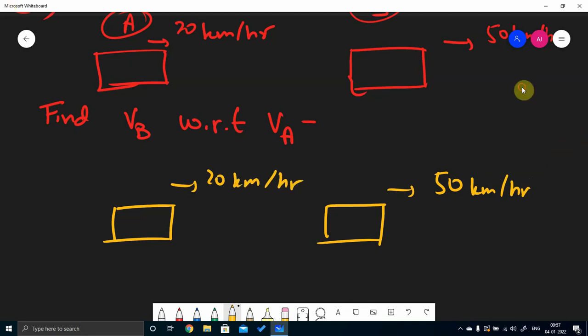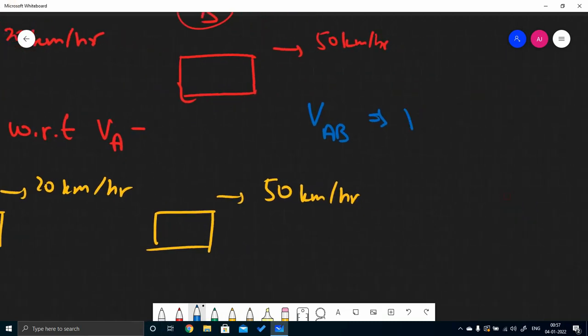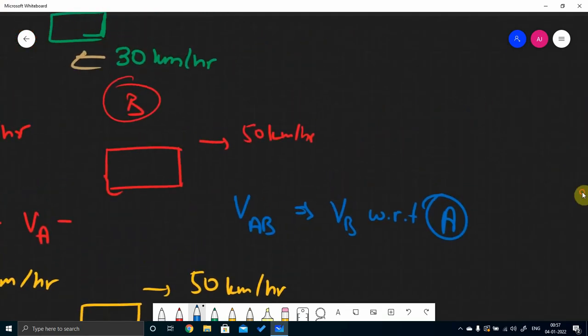Now this velocity of B with respect to A, if you want to know the nomenclature, is written as V_BA. This is the velocity of B with respect to A. And similarly, if I gave you V_AB, could you tell me what this would be? This would be the velocity of A with respect to B.